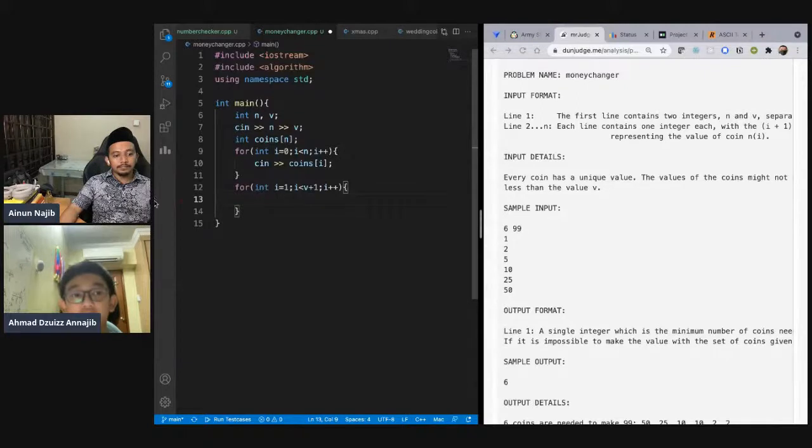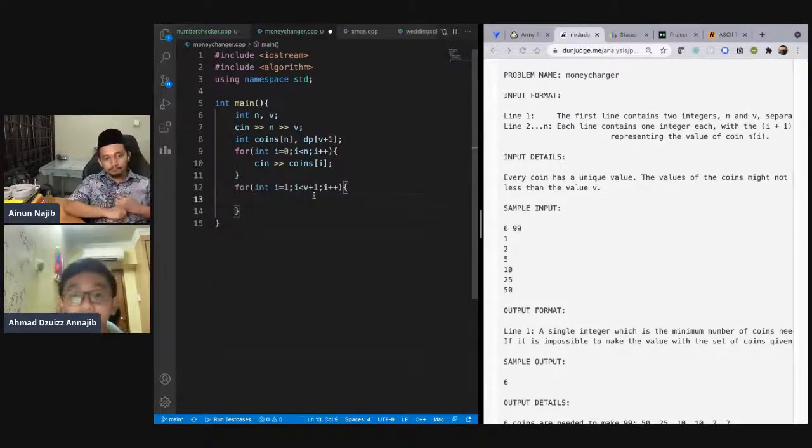You need the DP array first. Okay, DP. Then how long? V? How long? Is it V? Are you sure it's V? V plus 1. Very good. Yep.